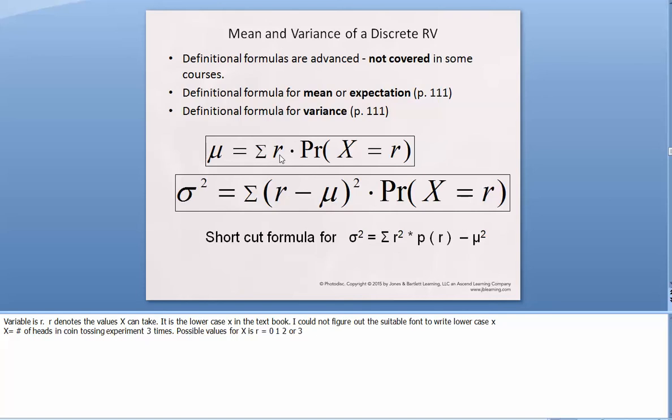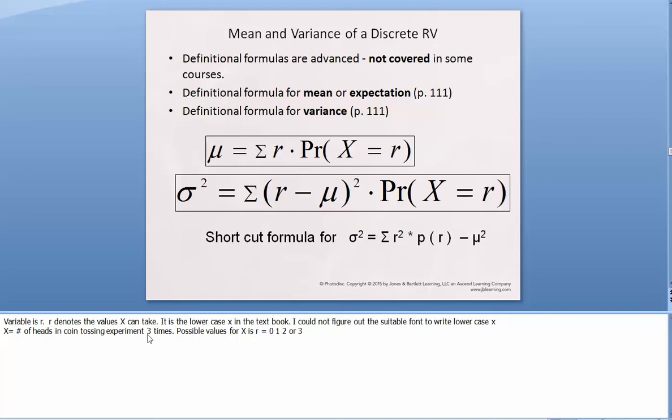I had it as x, but here I have it as little r, because this is a new slide that I put, not one which came from the textbook, and I could not find the font for little x. So r here is the same as little x in your textbook, okay? And then what is r? R are the possible values that x can take.